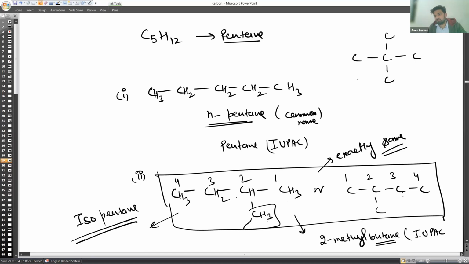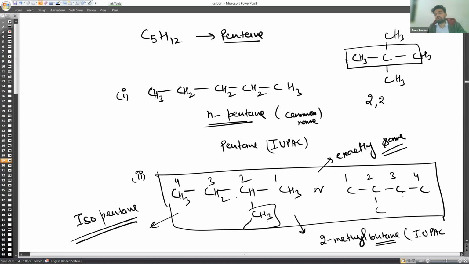Got it? 1 here and 1 here. So what should be the name for this one? It should be 2, comma 2. Like we have written 2, comma 2. We have just taken this longest carbon chain, and this is CH3, and this is also CH3. And this is also CH3, and this is CH3.